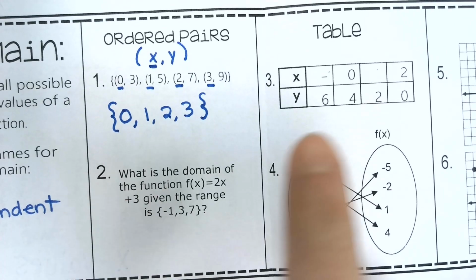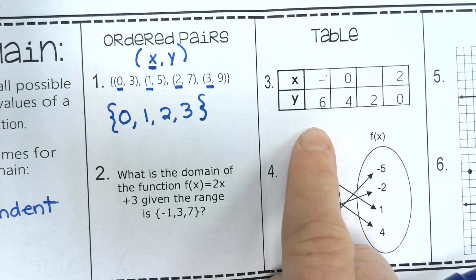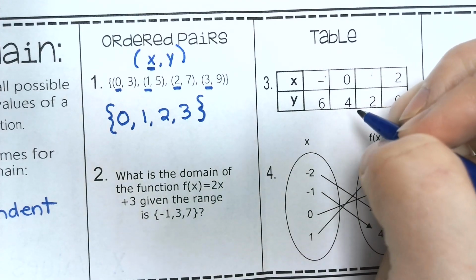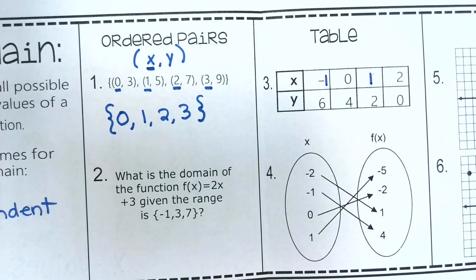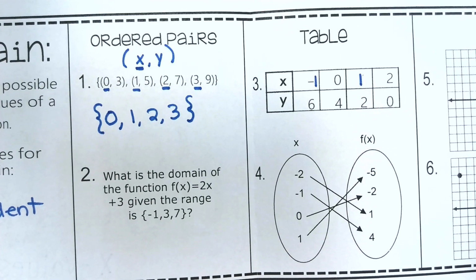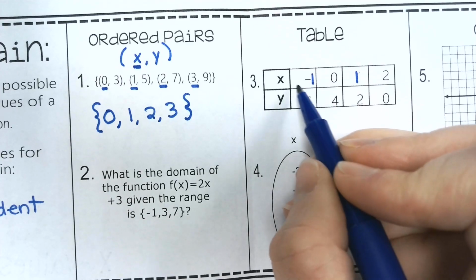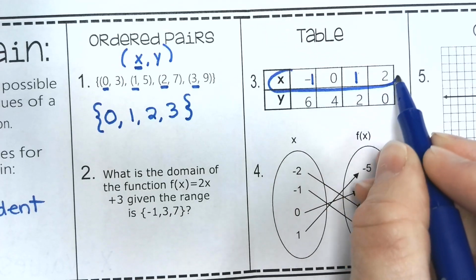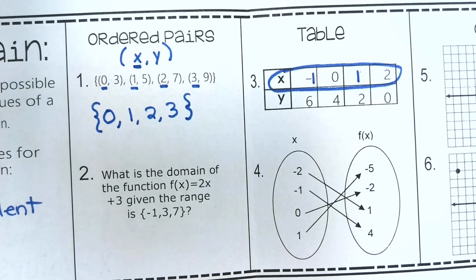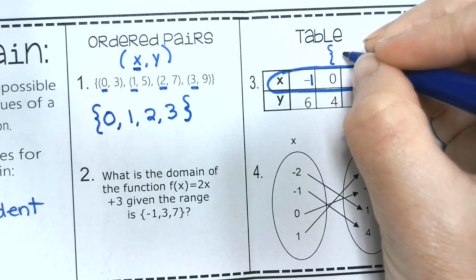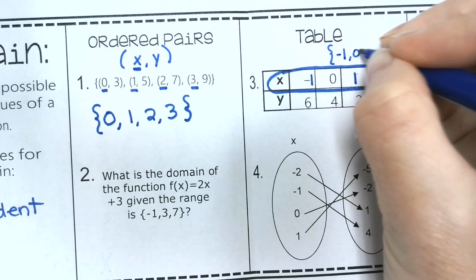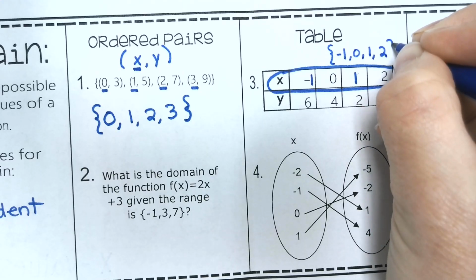Okay, we're going to skip number 2. We're going to go to the table. It was kind of cut off. This should say -1, 0, 1, 2. For some reason they were cut off. So all of these x values, circle the x values, that is our domain. So if it says, what is the domain? You're just going to list out all the x values. So we're going to do a little curly brace again. Doesn't have to be perfect. -1, 0, 1, and 2.